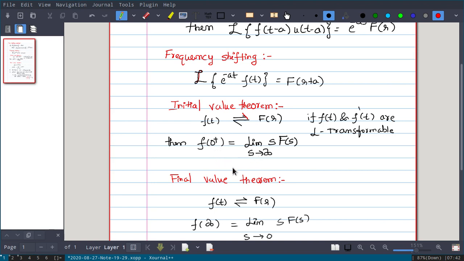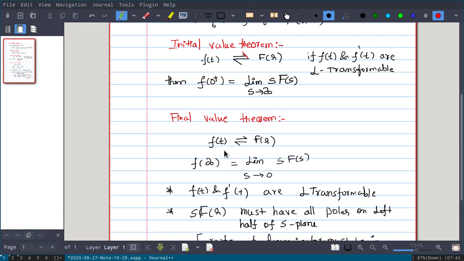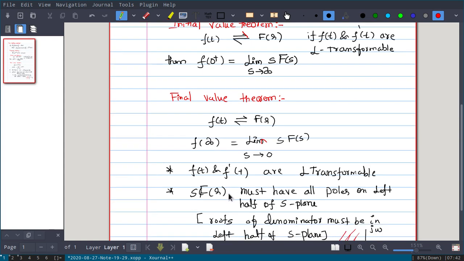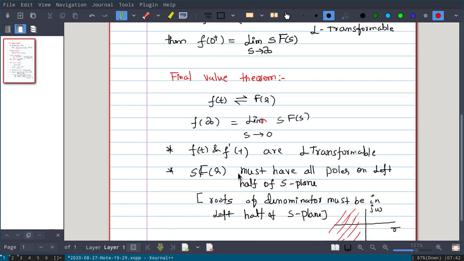One more theorem is the final value theorem. There f of t and F of s are Laplace transform pairs. Then f of infinity is the limit of s F of s, with s tending to 0. The same condition applies here, f of t and f dash of t are Laplace transformable, and one more condition: s F of s must have all the poles on the left half of the s plane. That means if you write s F of s, the roots of the denominator must lie on the left half of the s plane.